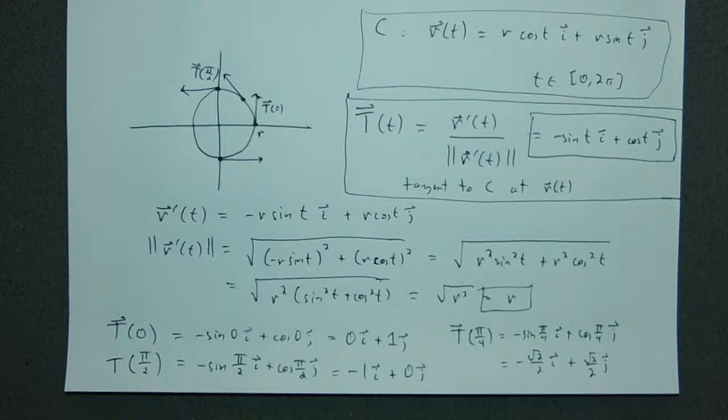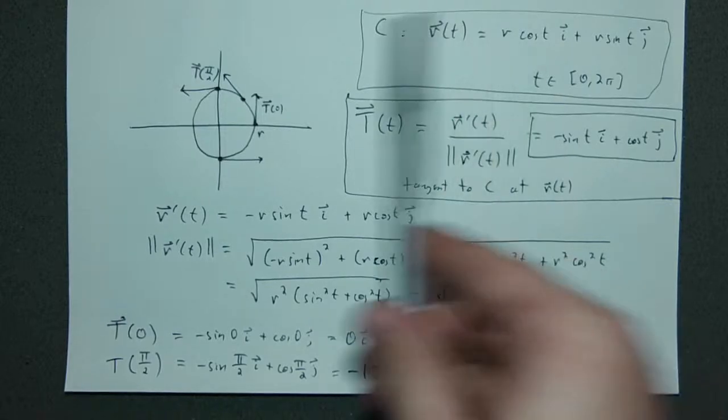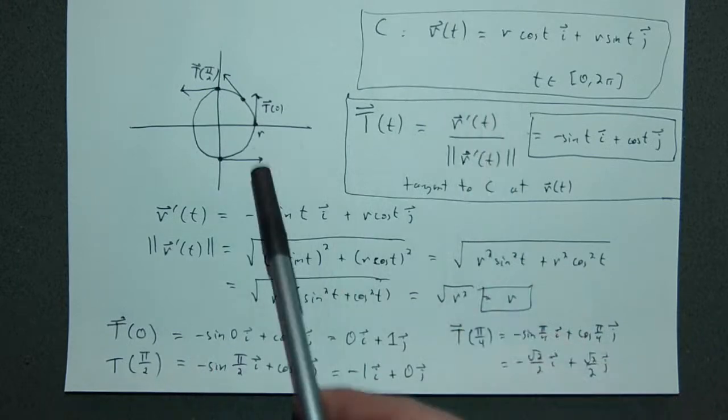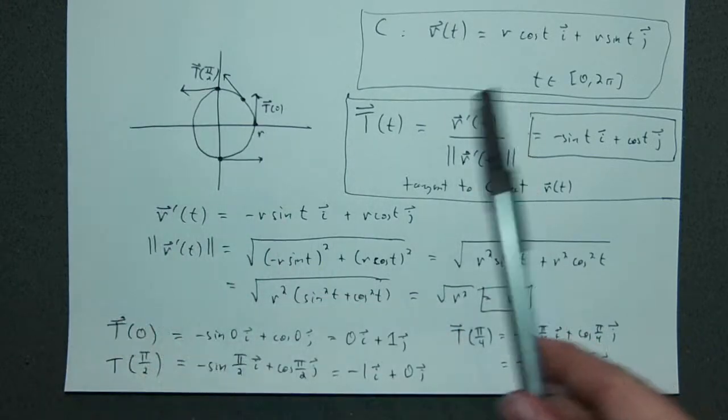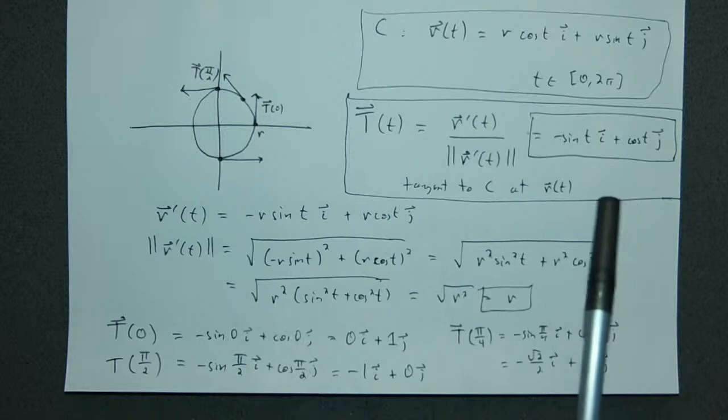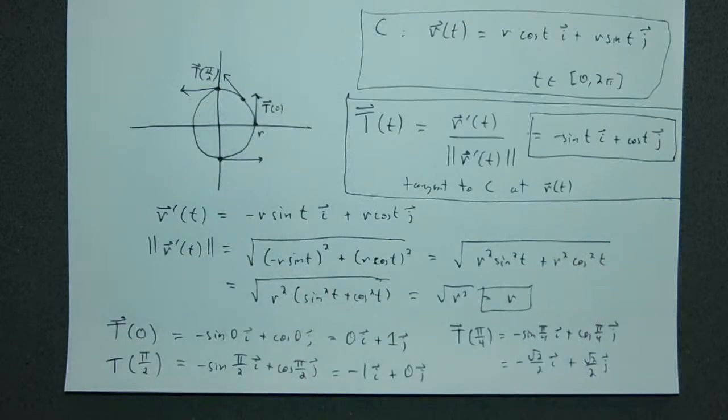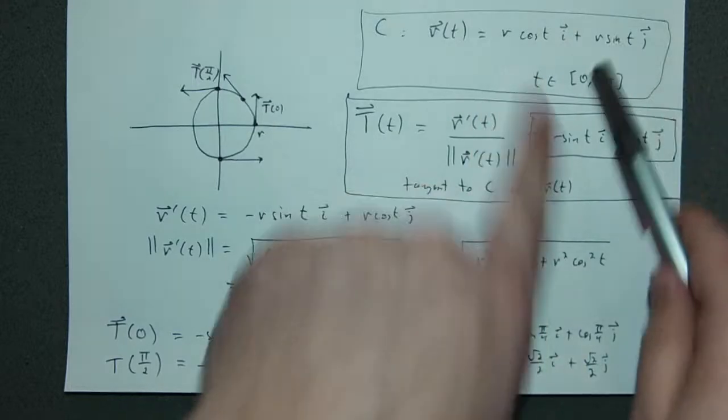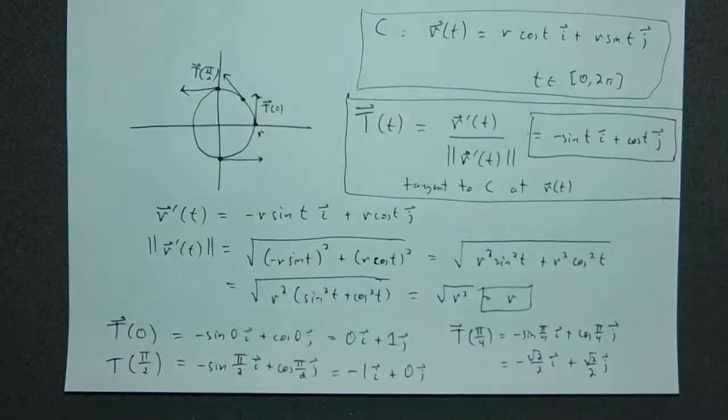Now, could I have come up with a parameterization of this exact same curve where the orientation was different, where it was oriented going clockwise? Yes, of course, I could. So the parameterization itself has baked into it the orientation. And so this is the idea.